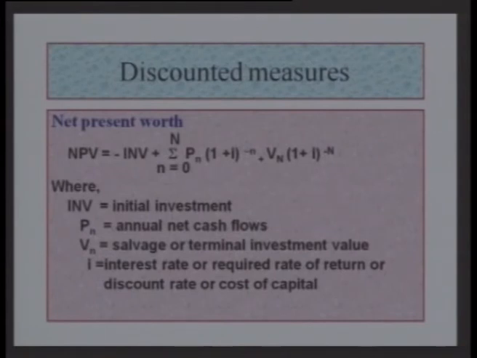And the third component: certain projects also generate a salvage value of the assets which are created under the project. So the value of those assets could also be considered while evaluating the project, and that is the third component. That is, the discounted value of those assets is taken into consideration as benefit, and the summation of all these three terms gives the net present value of the project.